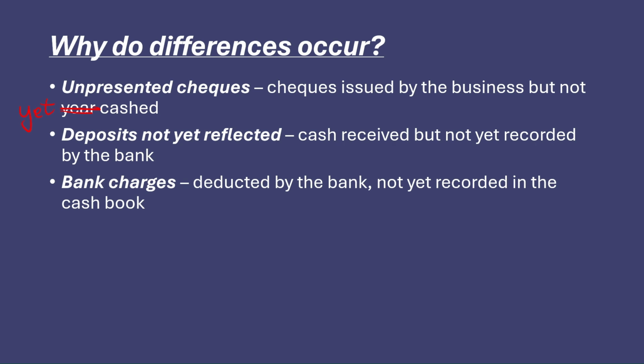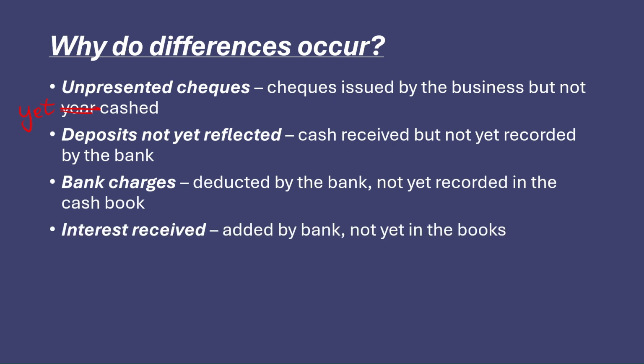So as you can see here, bank charges are deducted by the bank, and they are not yet recorded in the cash book. So this one happens when you have a bank account as a company, and the bank decides that, you know what, for bank charges this month we're going to charge them 100 rands. So that 100 rands is charged by the bank, but the company doesn't know how much the bank charge is, so they have not yet recorded it, but it has been recorded in the bank statement. So that's where the difference occurs when it comes to the bank charge.